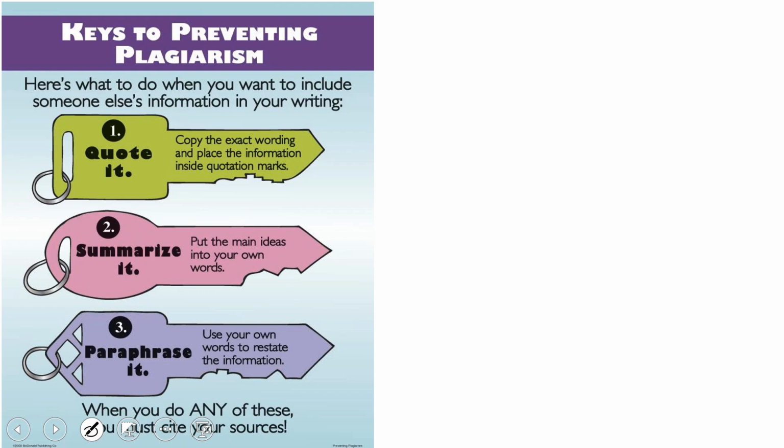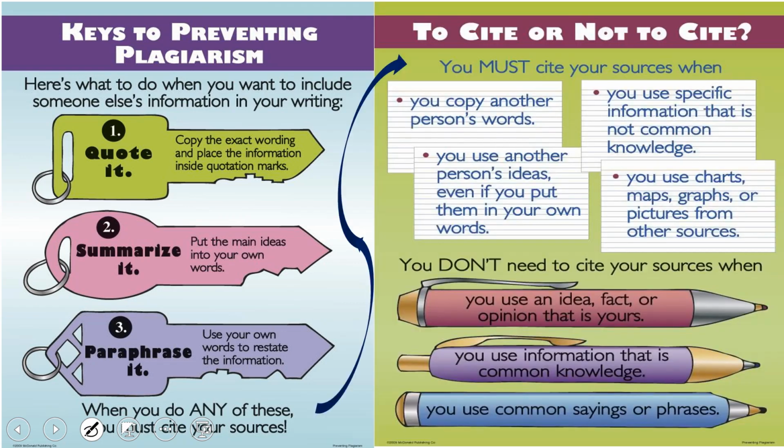Now, for preventing plagiarism, there are three ways: either quote it, summarize it, or paraphrase it. We will see in the further slides what quoting, summarizing, and paraphrasing are. These are three ways by which we can remove the plagiarism issue. To cite or not to cite: you must cite your source when you copy another person's work, someone's words, data, or content. You have to give proper citation.